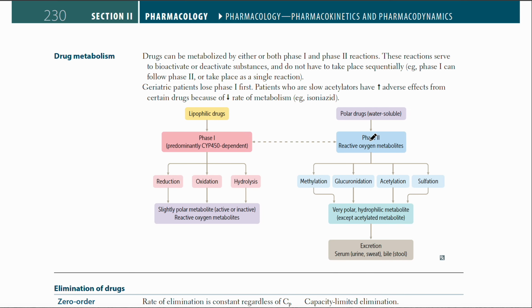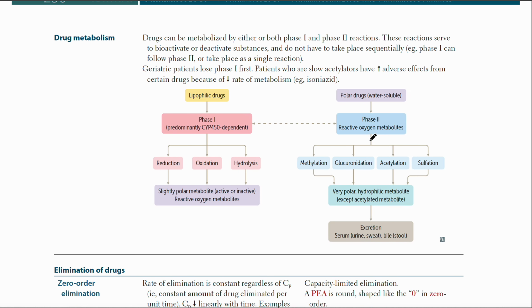So let's talk about drug metabolism. There are two ways a drug is metabolized: phase 1 reaction and phase 2 reaction. Drugs can be metabolized by either or both phase 1 or phase 2 reactions. These reactions serve to bioactivate or deactivate substances. Metabolism does not always mean activation of a drug. It can lead to deactivation of drugs too. This is a common misconception that people have, right? So you have to understand this. And they do not have to take place sequentially. So phase 1 can follow phase 2 or take place as a single reaction. So it does not have to occur sequentially.